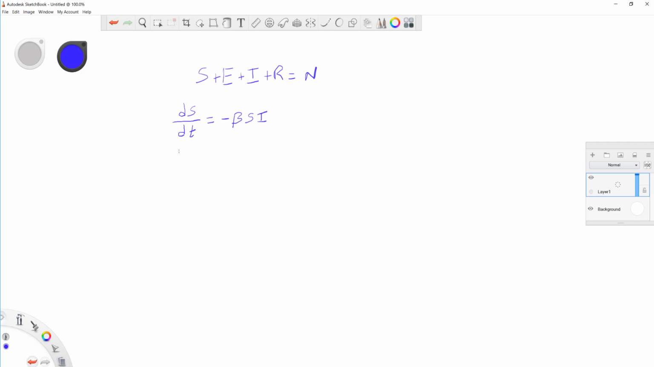Now let's look at the number of exposed. Pretty much the same thing, dE over dt, because this is a change in the number of exposed people. And this is given by beta S I, the same thing that we saw up here, minus a new term called alpha E. And alpha is, I believe, the inverse of the incubation period for this virus. If the virus takes a long time for incubation, then this would be a small number. For a short incubation period, that would be a large number. So this is the change in our exposed.